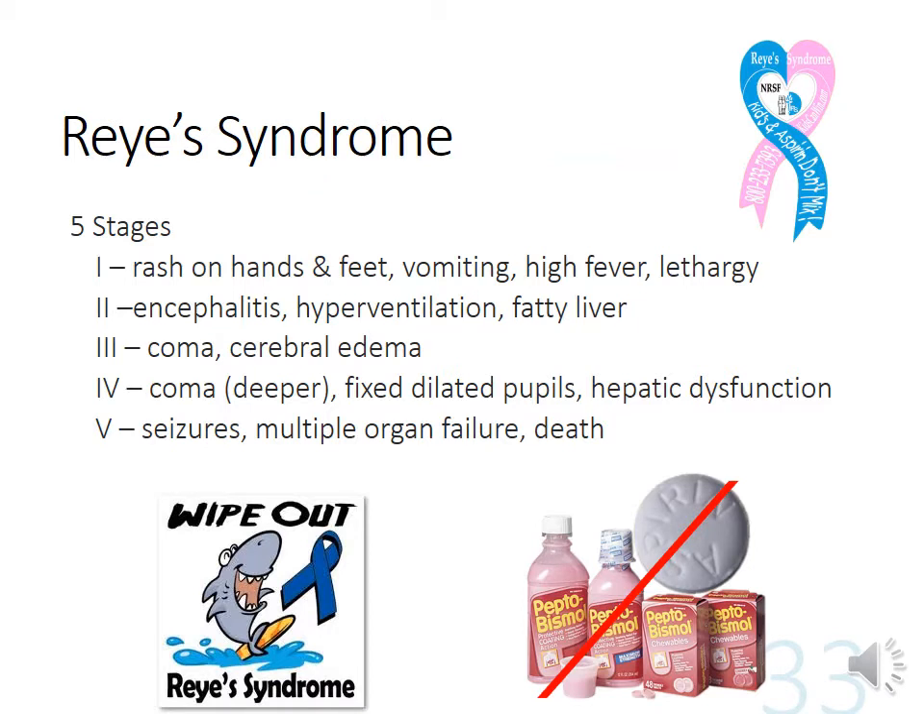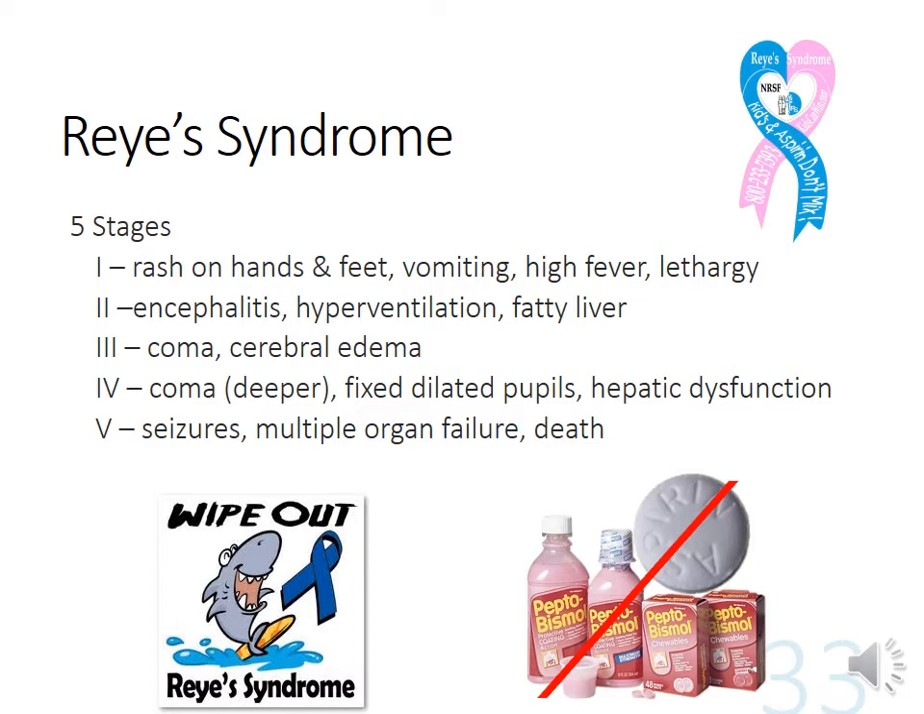So you see the 5 stages kind of starts off with things like rash on the hands and feet, vomiting, high fever, and then as it progresses, you're going to see this encephalitis where they get altered mental status and just not acting themselves. That's probably the first place where parents are really going to start to notice something's going on, because stage 1 could just be related to whatever illness they had previously, right?